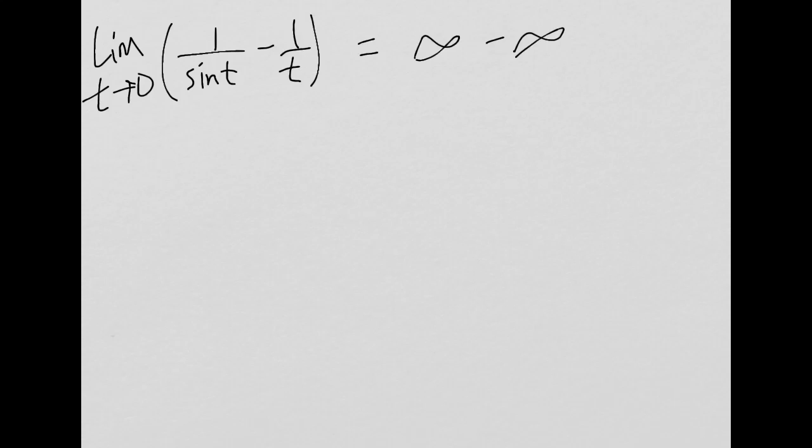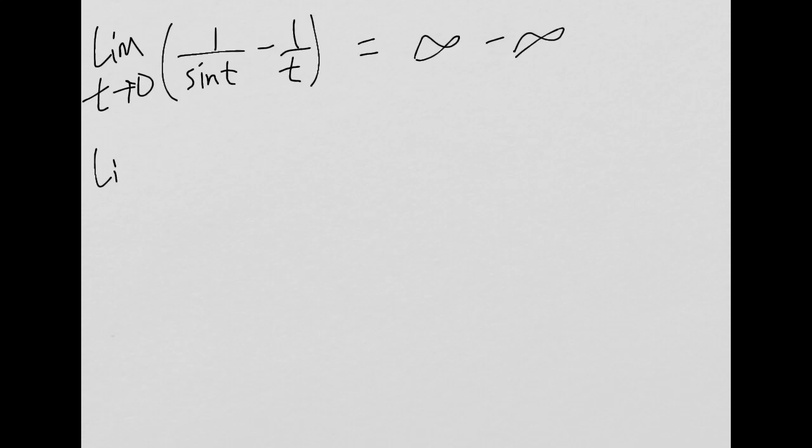So in order to evaluate this, I need to use L'Hopital's rule, because that's one of the forms for L'Hopital's rule. The problem is that I need to have it in a 0 over 0 or infinity over infinity form to do L'Hopital's rule, and it's not there yet. It's infinity minus infinity. So I've got to do some work to get it there. I'm going to find a common denominator.